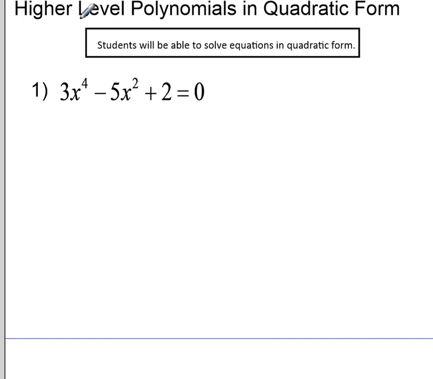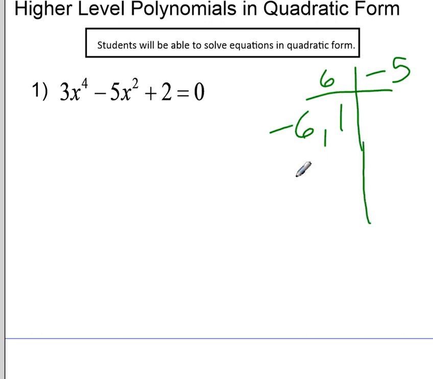All right, this has 3 terms. It has no GCF. The leading coefficient is not 1, which makes this hard AC. I'm looking for factors of 6 whose sum is -5. 6 and 1, -6 and +1. No, that's not it, because they multiply to -6. How about 2 and 3? -2 times -3 multiply to +6 and add to -5.